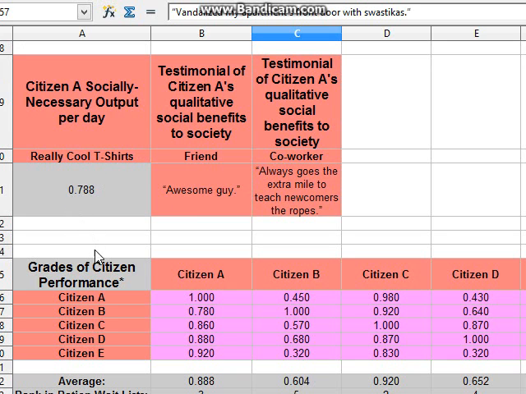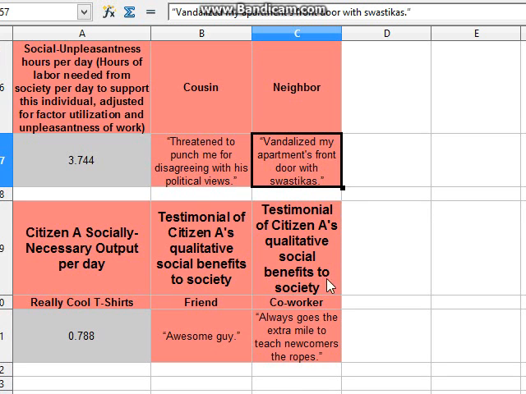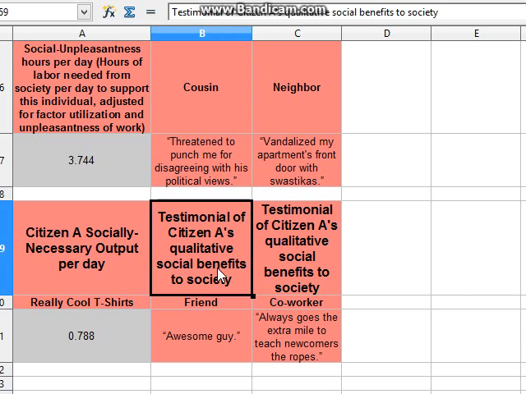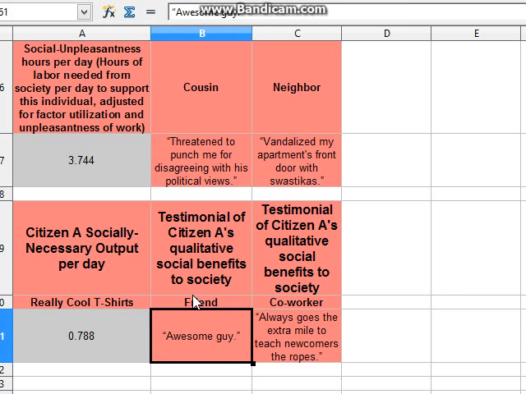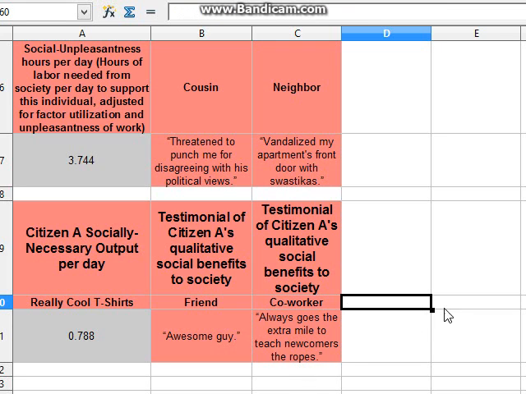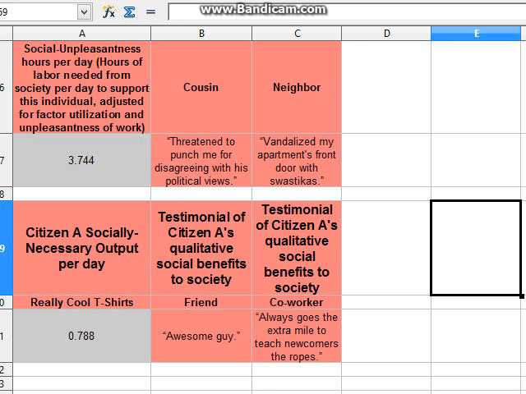Then you get the benefits. What does this citizen produce for society? Well, about 0.788 really cool t-shirts per day. And also being an awesome guy, according to this friend, and according to the coworker, going the extra mile to teach newcomers the ropes. All right. So these are things that would be visible to society, publicly visible for each person.